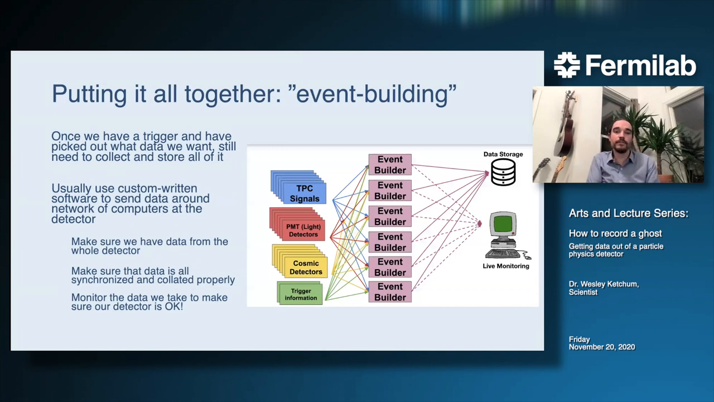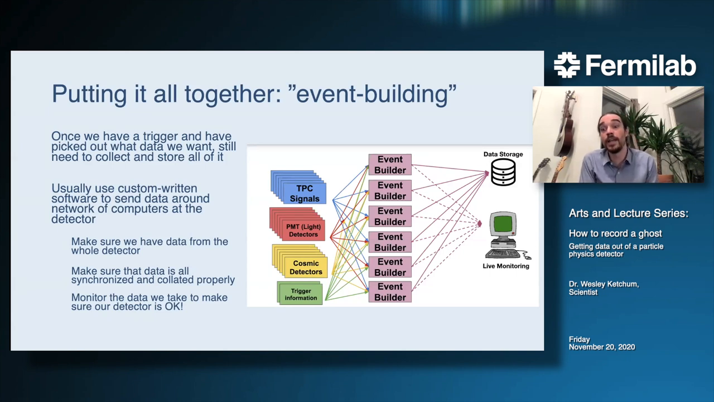So putting it all together from there, we have our data, it's been triggered, and now we collect all of our data from all of our different subsystems, and we combine all of the TPC signals together, all of the light detectors together, the cosmic ray detectors that we have outside of the cryostat together. We do what we call event building, which is making sure that we have the data from the whole detector, making sure that it's all synchronized and collated properly so that we have all of the pieces of data that belong to one event that could belong to the same neutrino interaction.